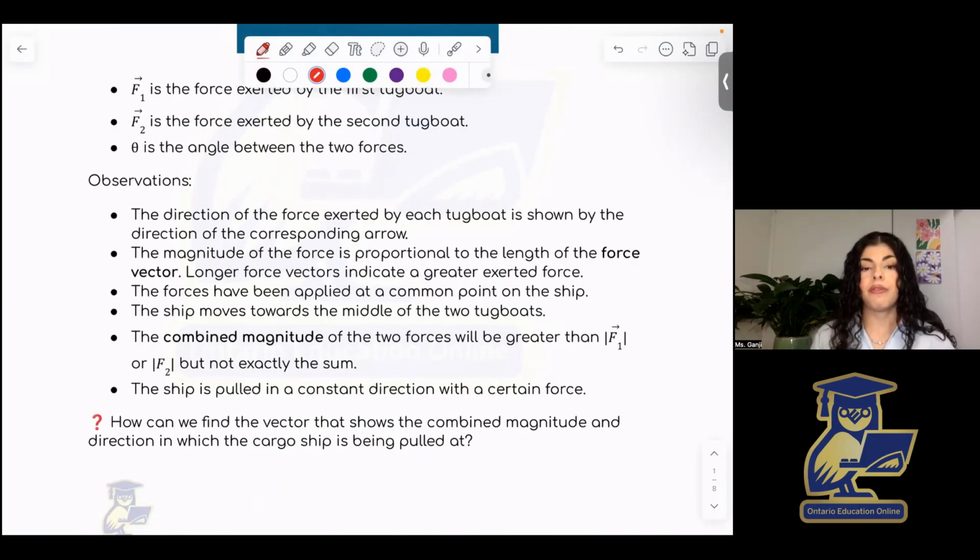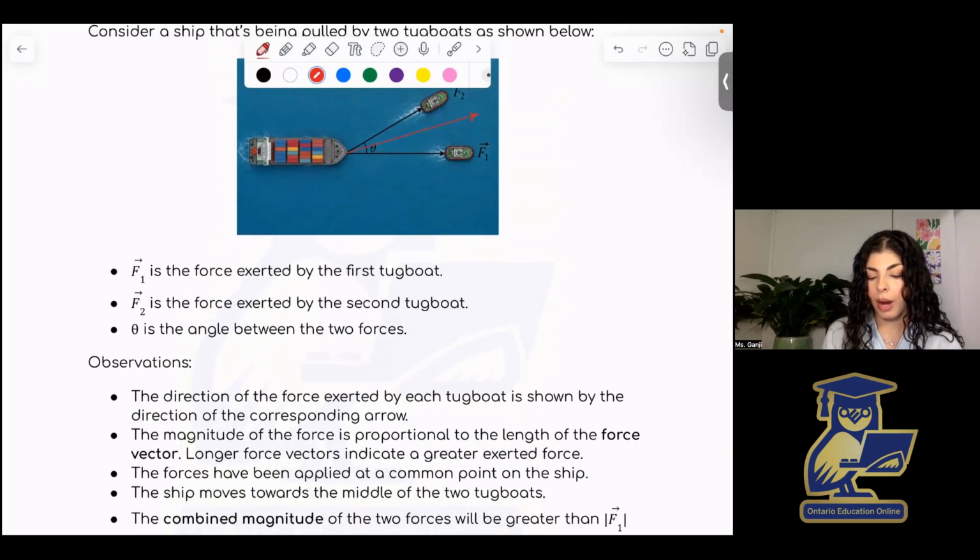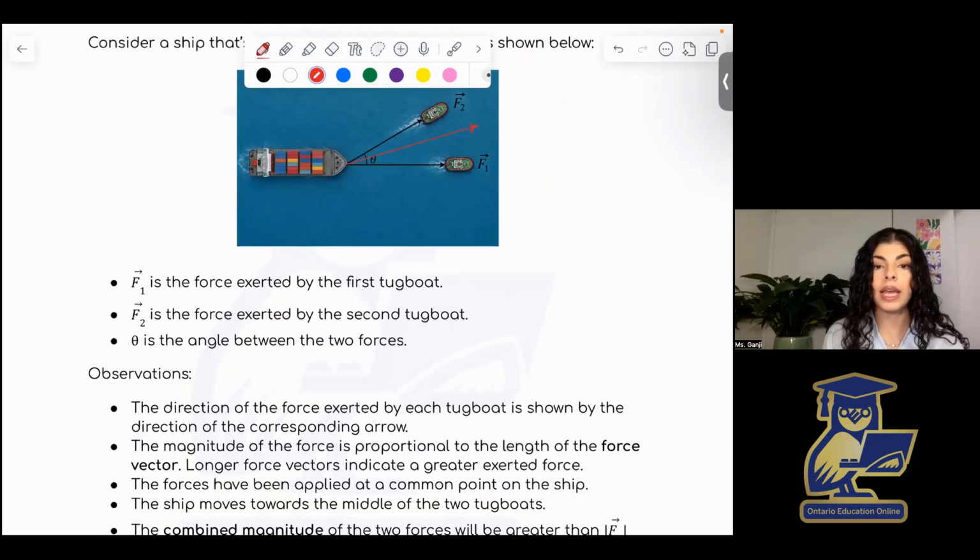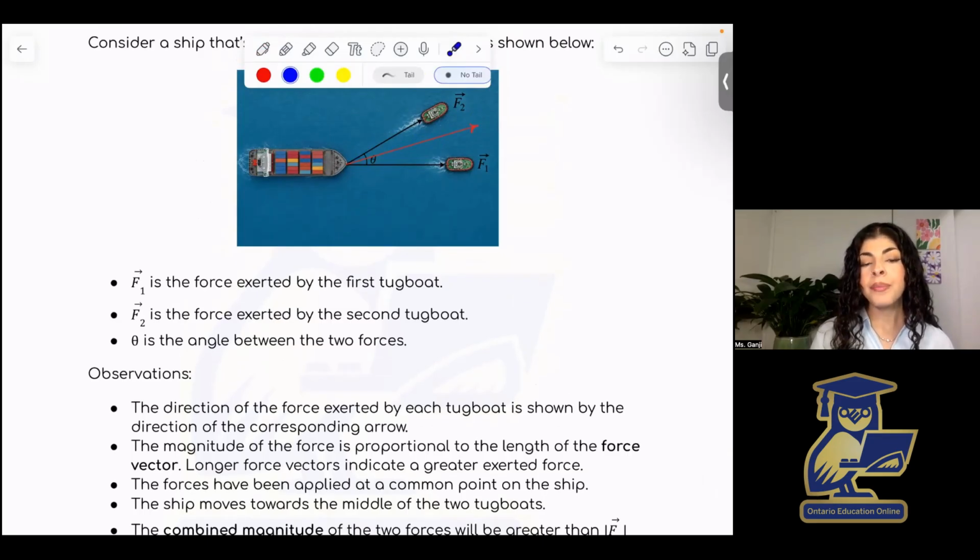How can we find the vector that shows the combined magnitude and the direction in which the cargo ship is being pulled? Again, it's not necessarily right in the middle, and the magnitude is not the sum of the two magnitudes. We do have to take into account the magnitude of each force as well as the angle at which they are pulling the cargo ship. But how can we find this combined vector, which encompasses all of that?